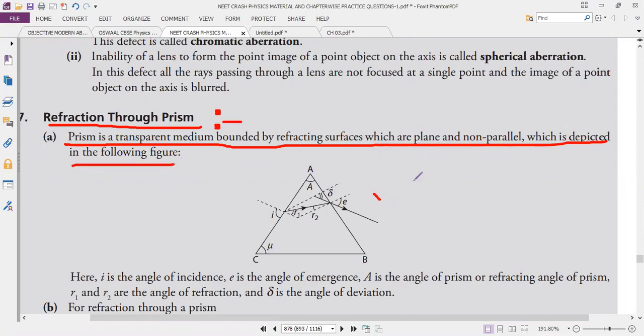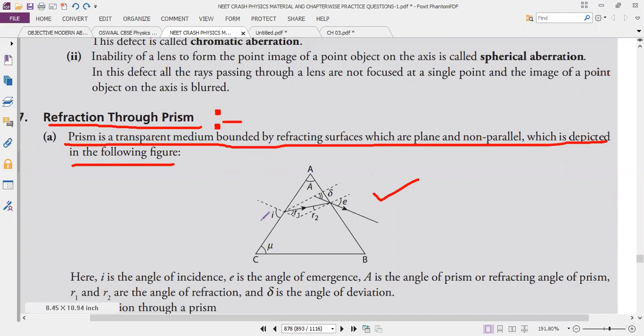Last year students struggled with the practical because of the angle of incidence and deviation. You want to measure this angle. First write the definition, draw the diagram. After that I will explain one by one.